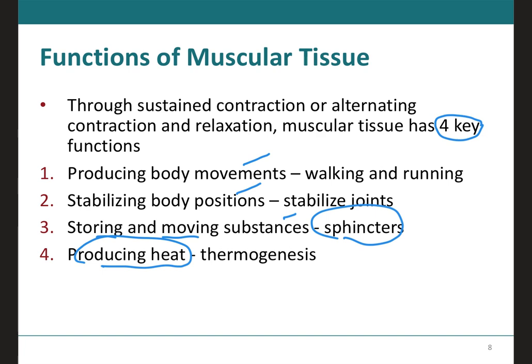And that's where the function of extensibility that we saw on the previous slide comes in, because the muscles of your stomach are able to stretch to accommodate the food that's coming in without it being damaged.